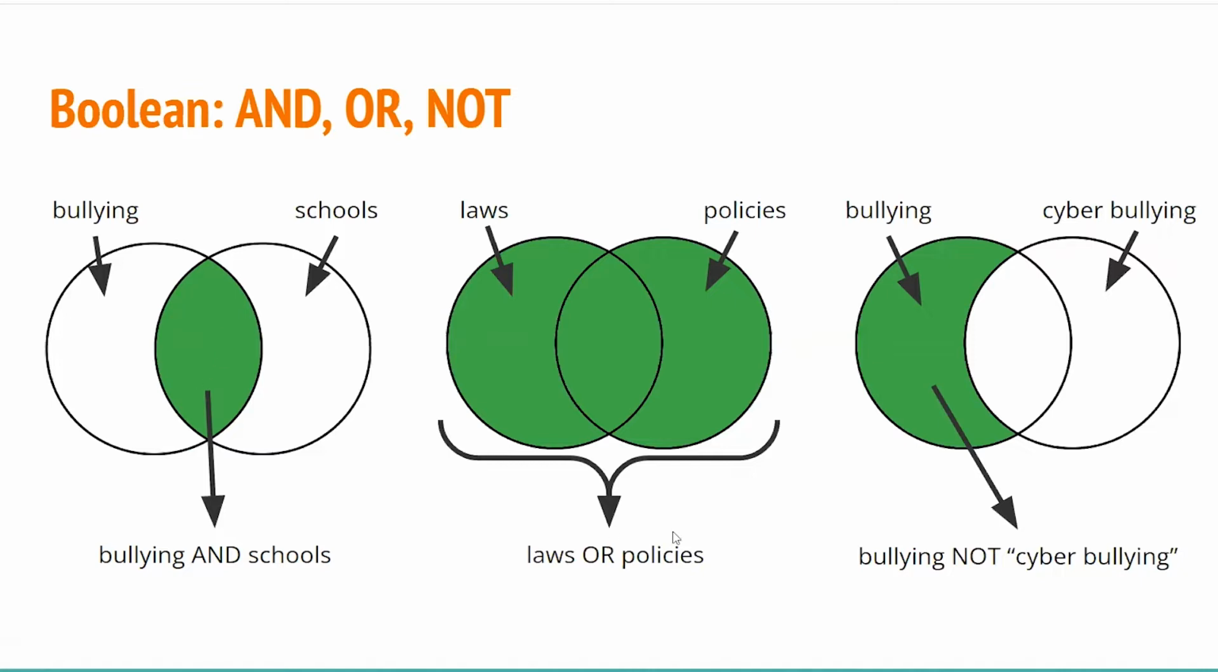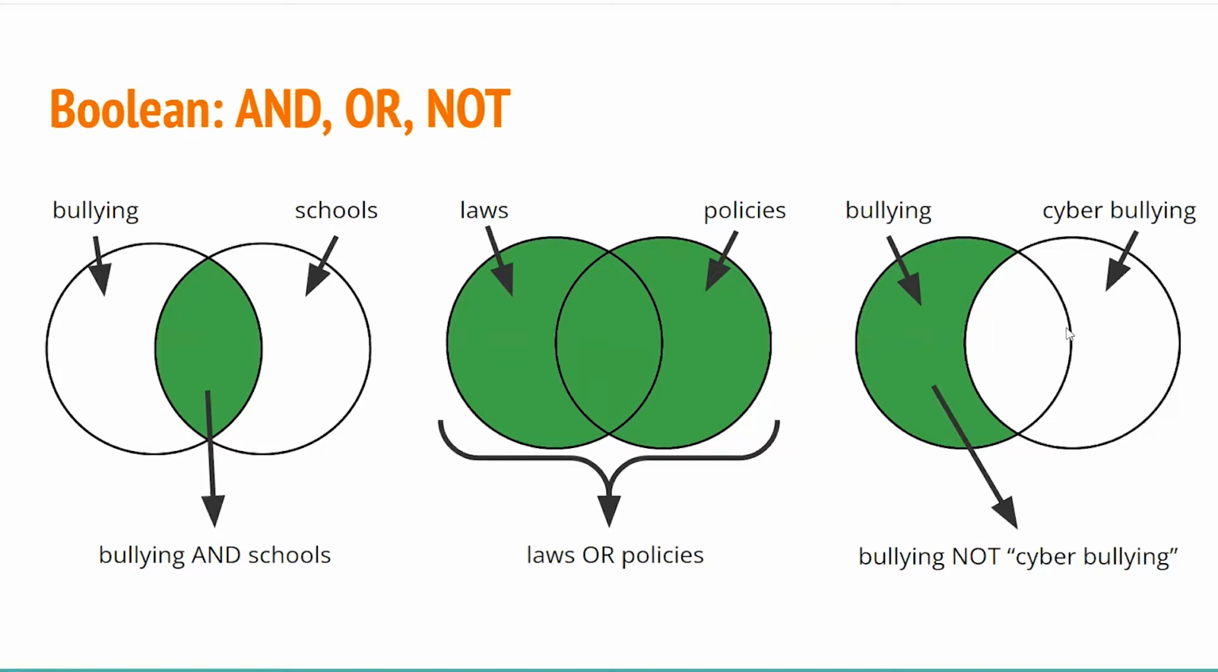Or is used to connect like ideas or synonyms and helps find articles that express the same idea in different ways. For example, laws or politics, if searched, will show you when those ideas are separate and together, and they are similar terms, so that's why we use or.